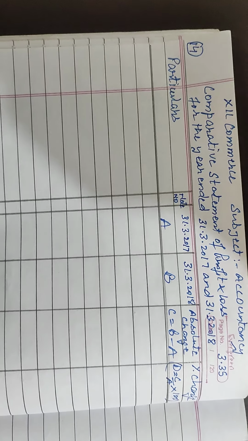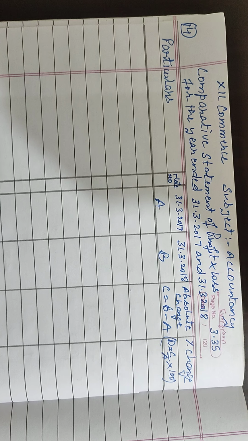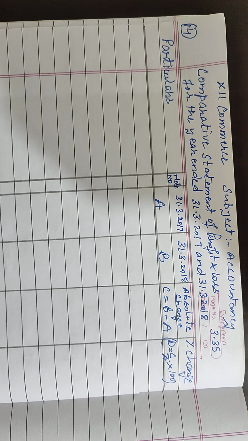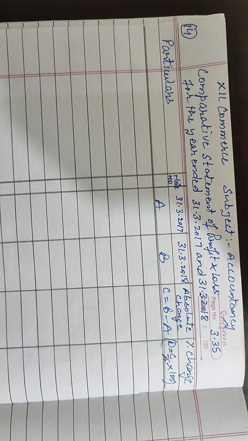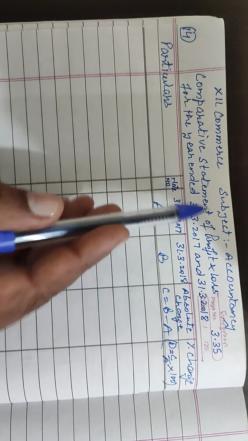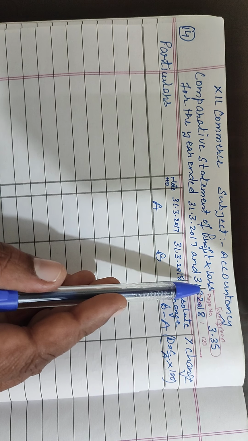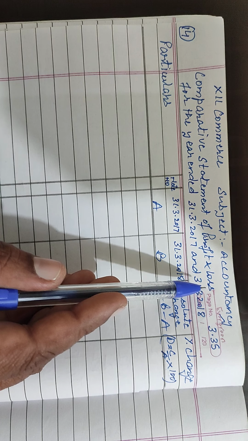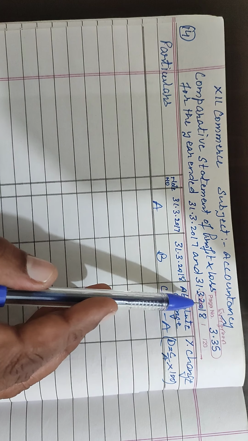What information have they given? Prepare a comparative statement of profit and loss from the information extracted from the statement of profit and loss for the year ended 31st March 2017 and 18. So we have to draw a comparative statement of profit and loss from the statement of P&L. The title we have already given.